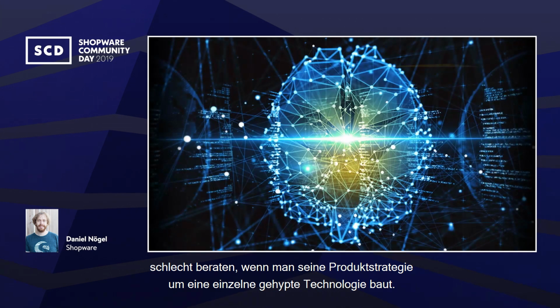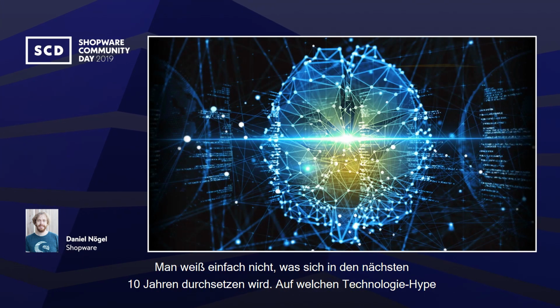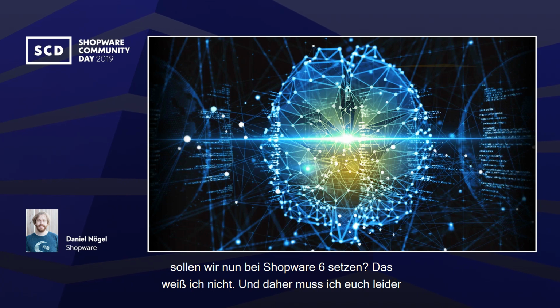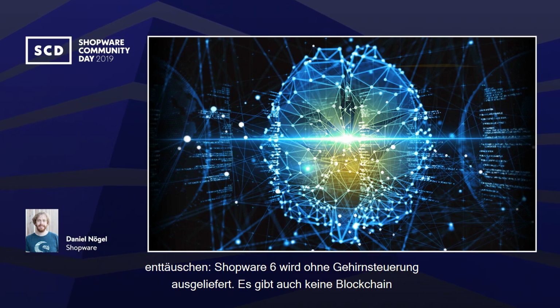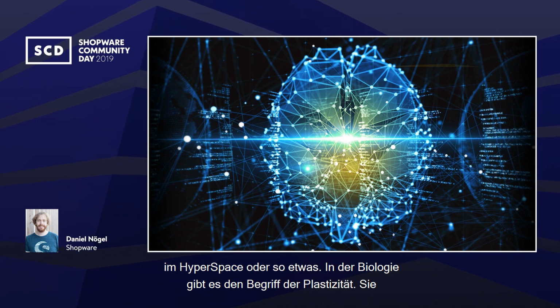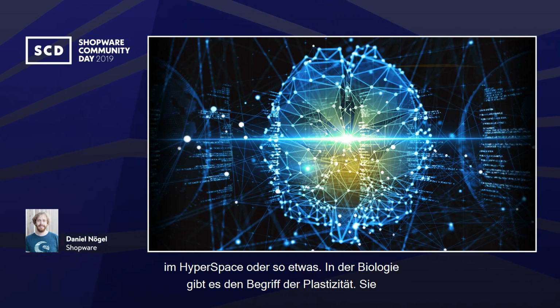And for that reason, you are usually ill-advised to gear your product strategy around a single hype technology because you simply don't know what will prevail in 10 years. So for what hype technology should we write Shopware 6? I don't know. And accordingly, I have to disappoint you. Shopware 6 still does not have brain control, and also we don't have a hyperspace-located blockchain or something. So it's straight down to earth somehow.